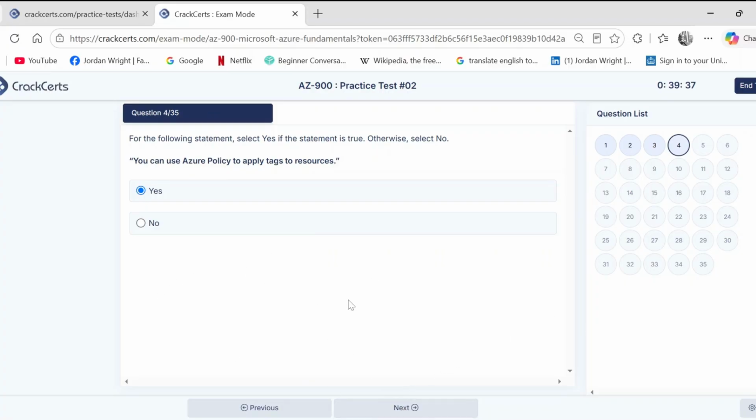It's like everything, you can apply tags, even on Facebook. For example, if you're applying tags to a photograph, you need to follow a policy. You can have different names. So with this one, you can use Azure Policy to apply tags to resources. Yes, of course you can.